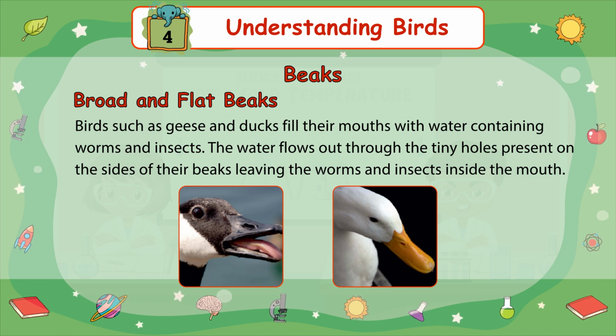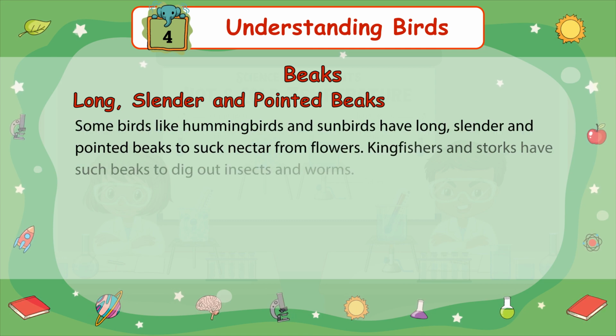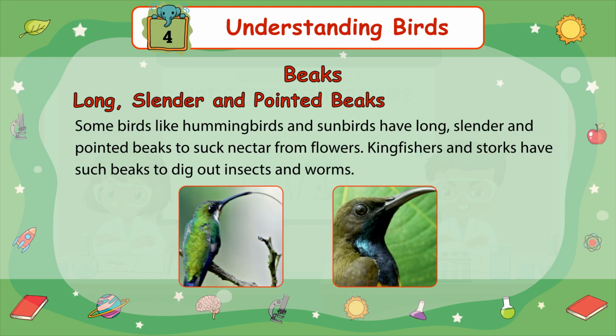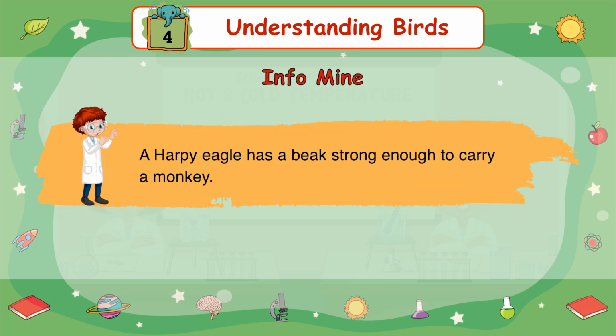Long, slender, and pointed beaks. Some birds, like hummingbirds and sunbirds, have long, slender, and pointed beaks to suck nectar from flowers. Kingfishers and storks have such beaks to dig out insects and worms. Info mine. A harpy eagle has a beak strong enough to carry a monkey.